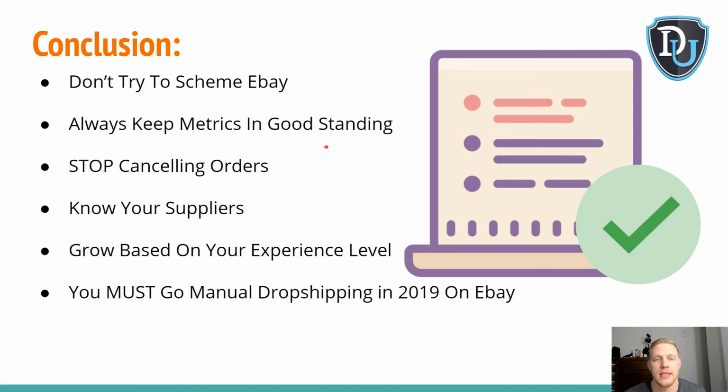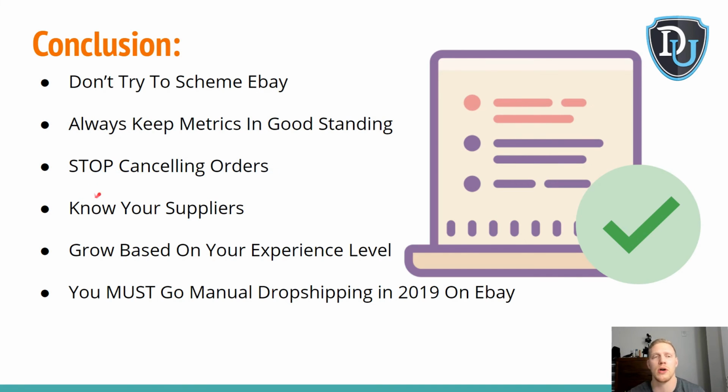Always keep your metrics in good standing. Shoot for top rated, obviously. If not, above standard is fine, but do not go below standard. And if you do go below standard, make sure you get out of below standard as quickly as possible, because I believe if you're below standard for more than 3 months, you will get banned no matter what. I do believe that is a rule.